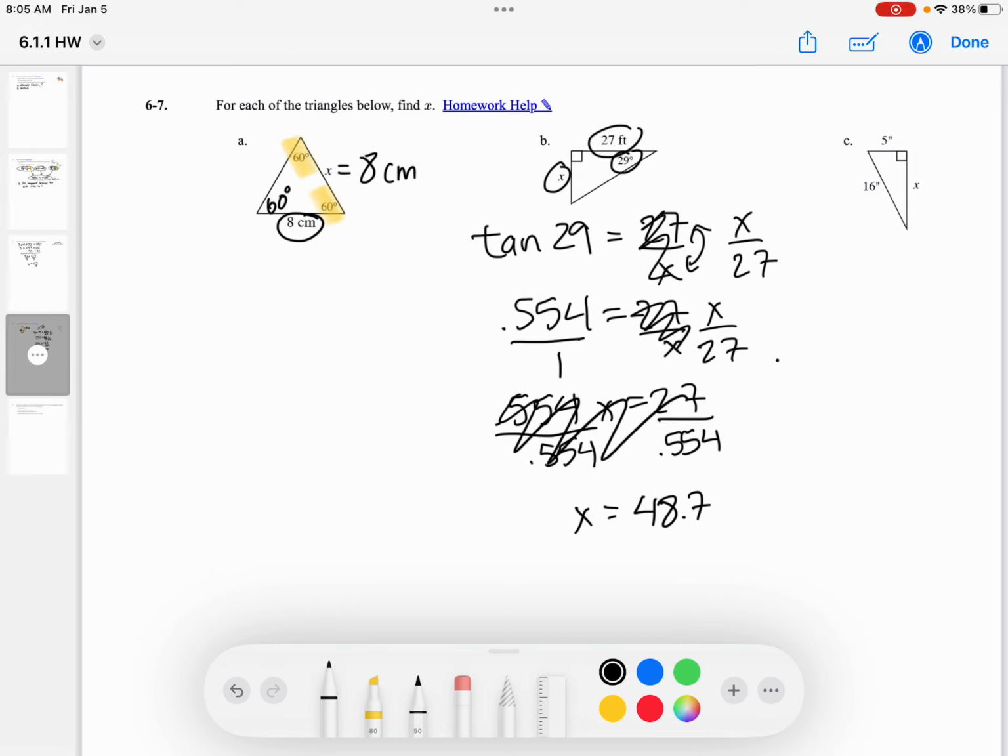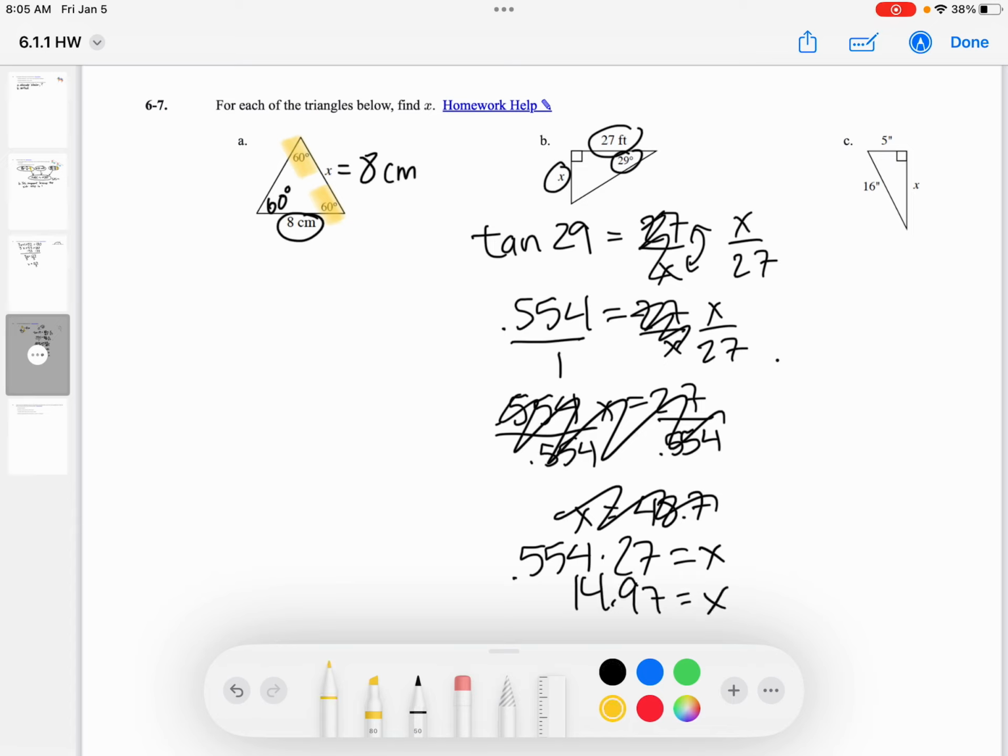So I'm going to cross this out, and cross that out. I'm going to cross multiply: 0.554 times 27 equals x. So I get that x equals 14.97. Okay, I'm feeling a lot better about that.